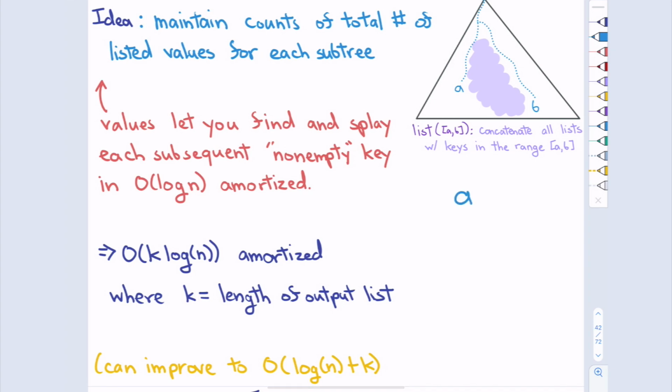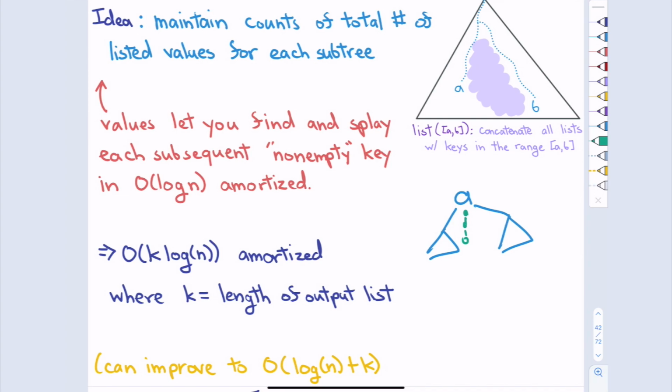Now, how can I try to use that? So I might first splay A to the top if I want to get all the combined lists between A and B. I have some other tree here. And maybe A has some value, so that forms the first part of my list. So I first print out those. Fine. But now I need to move on to the next key that's sort of non-empty, so to speak. So I want to find the next key after A that has at least one value in the list.